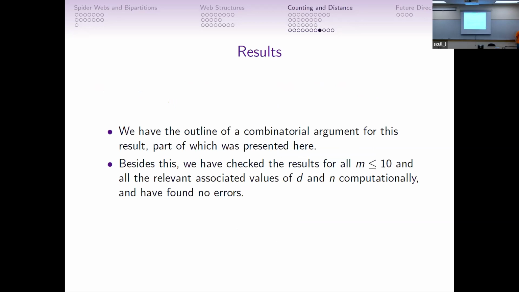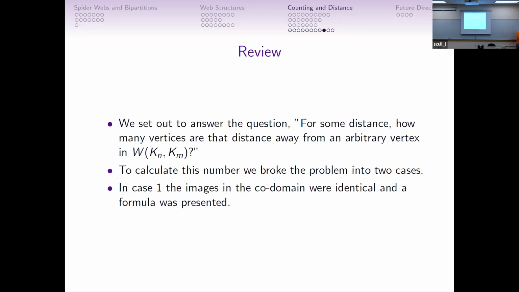So I have a whole outline of a combinatorial argument, part of which you just heard. Besides that, I checked computationally for all n less than or equal to 10 and all the other relevant values and found no mistakes. So the formula seems really good. And then just a quick review. I was answering this question: for some distance, how many vertices are that distance away in the spider web? I broke it up into two cases. And I showed you the formula for case one, even though I didn't have time to prove it.